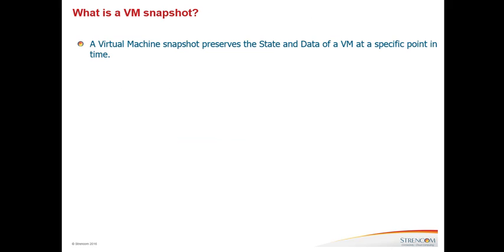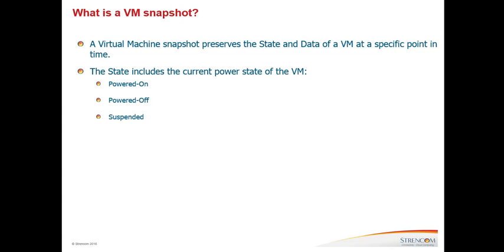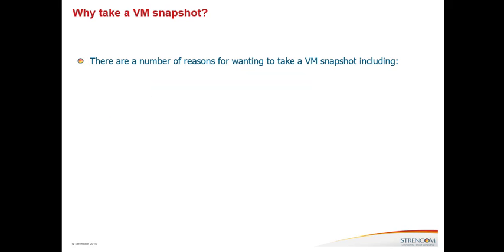A VM snapshot preserves the state and data of a virtual machine at a specific point in time. The state would include the power state of the virtual machine, be it powered on, powered off, or suspended, and the data includes all files that make up the virtual machine.